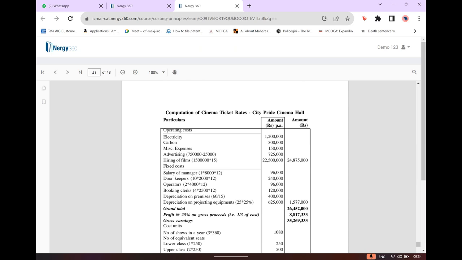So they are saying if it is 25% on the gross proceeds, then it will be 33 1/3% on the cost, or 1/3 on the cost. So that will be 88,17,333. So my gross earnings will be 3 crore 52 lakh 69,333.